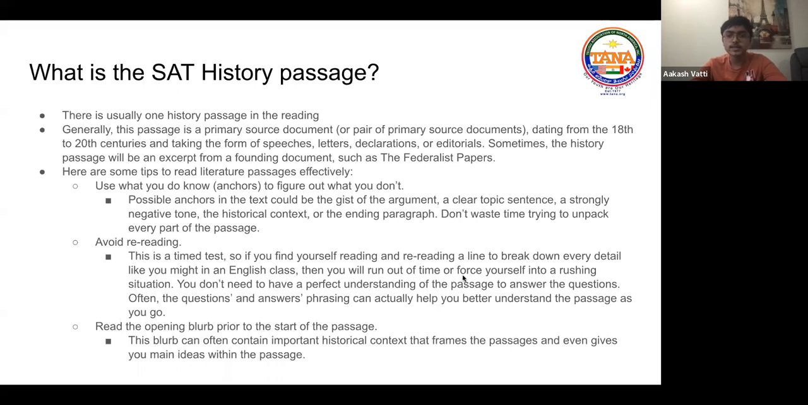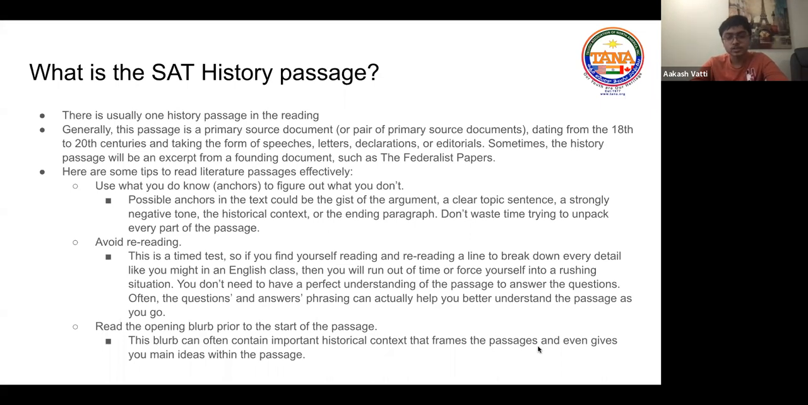And don't waste time trying to unpack every single part of the passage. If you're struggling and have to reread parts of the passage over and over because you don't understand it, don't just skip it. This leads to my second tip. Avoid rereading. This is a timed test, and if you find yourself reading and rereading to break down every single detail like you would in an English class, then you will run out of time, or you'll force yourself to rush through a couple questions, which is never good. You don't need a perfect understanding of the passage to answer the questions.